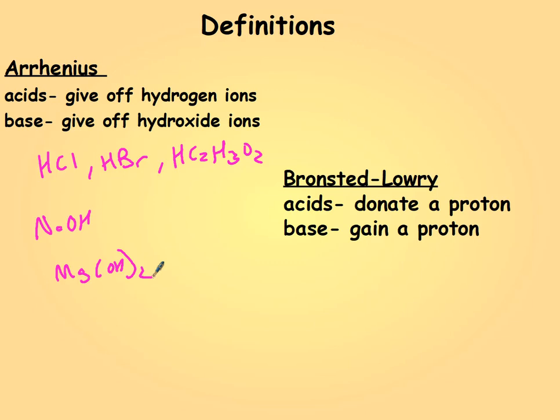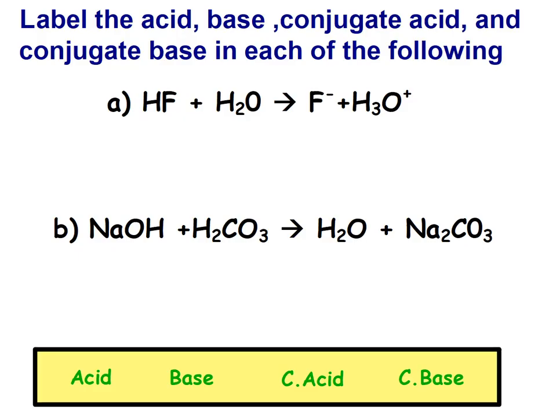But that's a very narrow definition, so we have Bronsted-Lowry. Acids donate a proton, bases gain that proton. And with Bronsted-Lowry, we have conjugate acid and conjugate bases, which are acids and bases of the reverse reaction. So go ahead and pause the video and figure out of these two reactions, who's the acid, base, conjugate acid, and conjugate base.